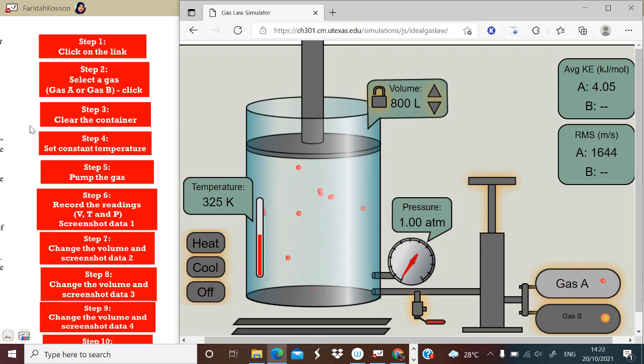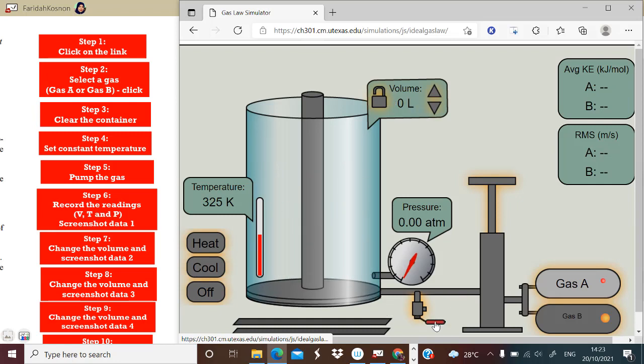And then I have to clear the container. Maksudnya ini adalah closed container yang ada gas A tu lah. Partikel warna merah itu adalah gas A. Tapi sebelum kita start, kita kena kosongkan dulu. So macam mana nak kosongkan? You have to click on the pump here. Valve. Klik pada valve ni, pada injap ni.